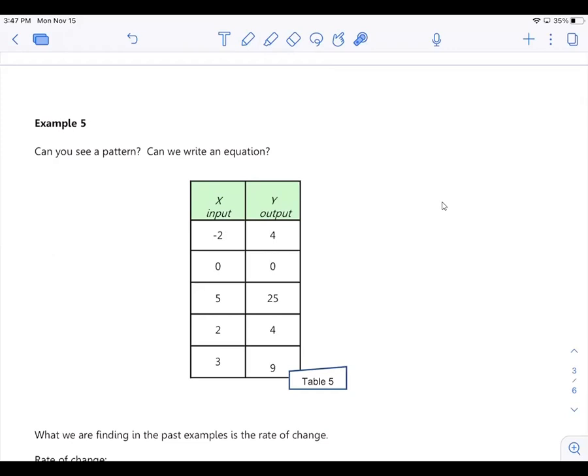Does anyone else see what I could do to get out these numbers? Square it. Nice, Jonathan. Yeah, if I square -2, I get out 4. If I square 0, I get out 0. 5 squared is 25. 2 squared is 4. And 3 squared is 9. Anyone want to tell me what the equation would be though? Y equals x squared. Nice, Tyler.